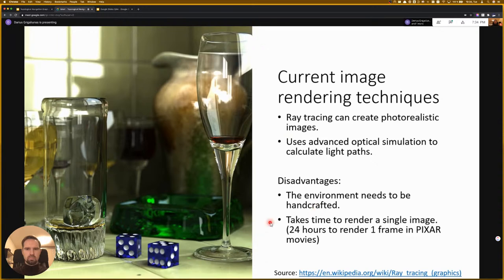One is that you need to handcraft each environment. That means that you need to describe all the properties of every object quite accurately, so the rendering would be as good as possible. And the second issue is that this can also take quite some time to make a large amount of images, as for example, when the Pixar company is rendering their movies, it takes them up to 24 hours to render a single image. So if you need like 10,000 images or something, it can take quite some time.